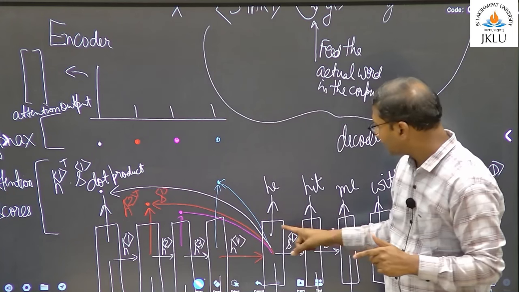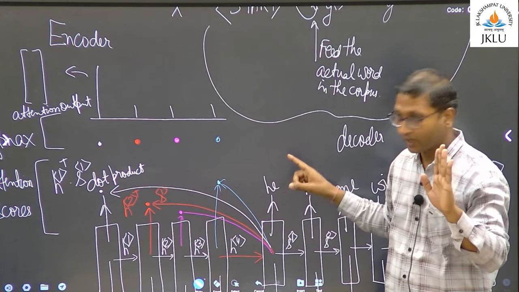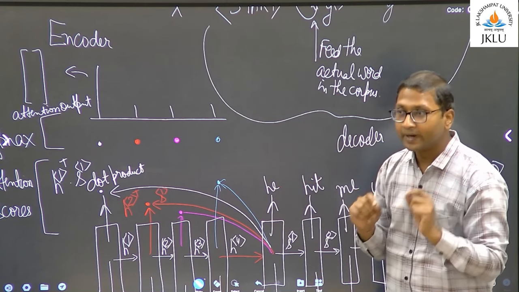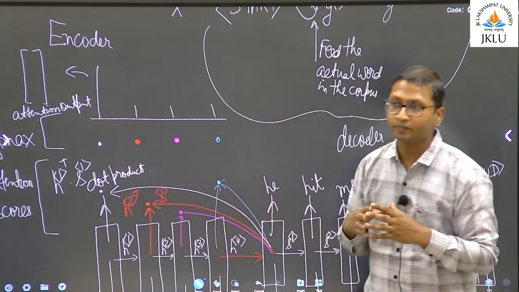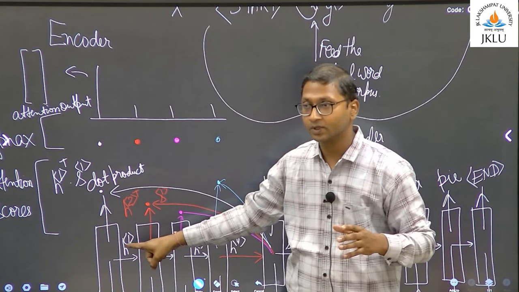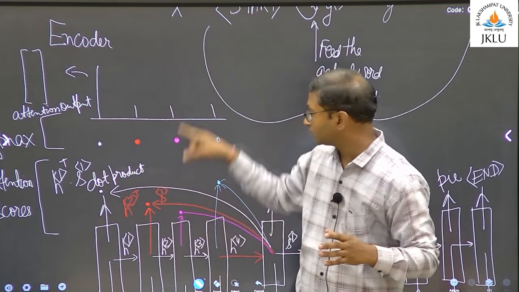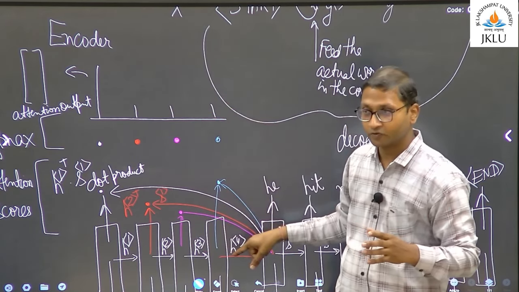See, while generating here, I have not generated y hat yet, okay? So while generating y hat, what should I depend on? How should I depend on all these? This number times h1, this number times h2, this number times h3, this number times h4.